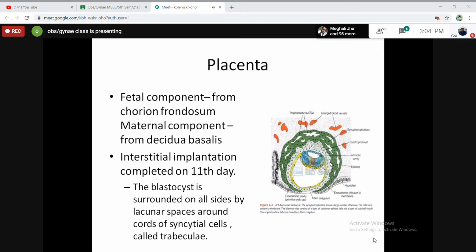So you all know from embryology that interstitial implantation of the embryo is completed by the 11th day, and by the ninth day there is formation of the blastocyst. Here the picture shows the blastocyst on the ninth day. The blastocyst is surrounded on all sides by the lacunar spaces around the cord of syncytial cells, and these are called trabeculae. That white part which is seen against the green background is called lacunae.